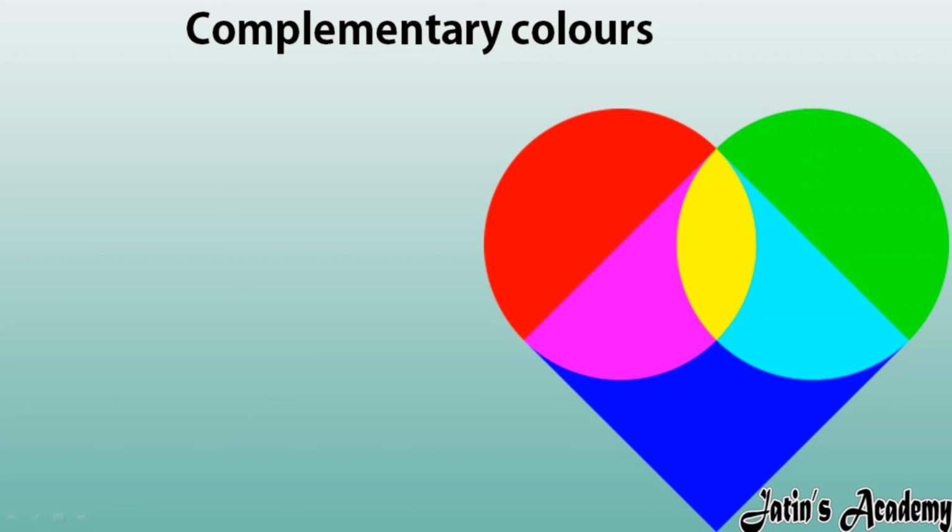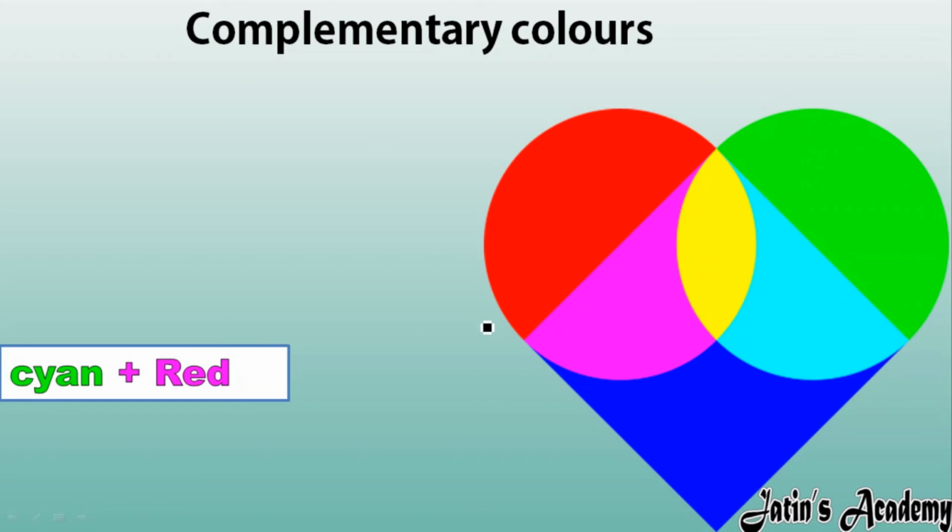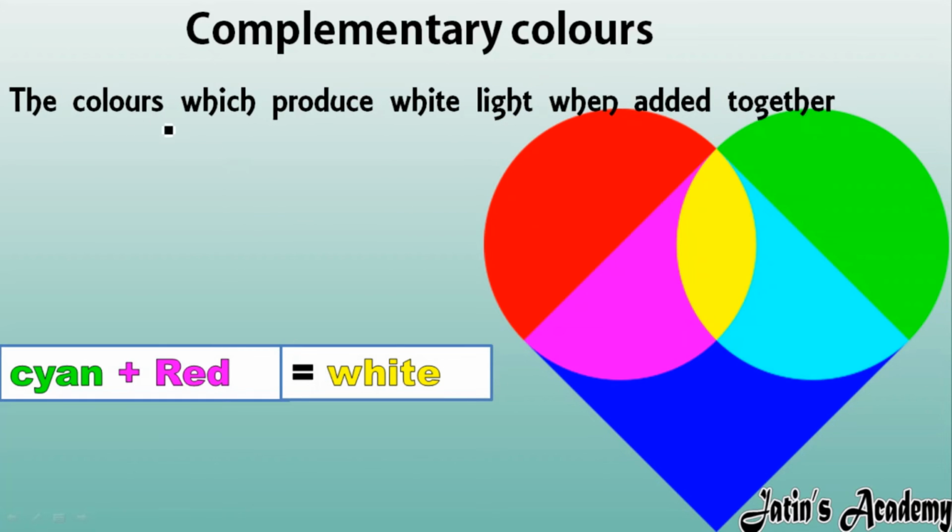Next topic we are having complementary colors. So what do you mean by complementary colors? The colors which produce white light when added together. Means when two colors are added together, and after adding together they form white color, then that mixture of those two colors is complementary colors. So here we have the definition: the colors which produce white light when added together. When two colors are added together and we form white light, that mixture of two colors is known as complementary colors.